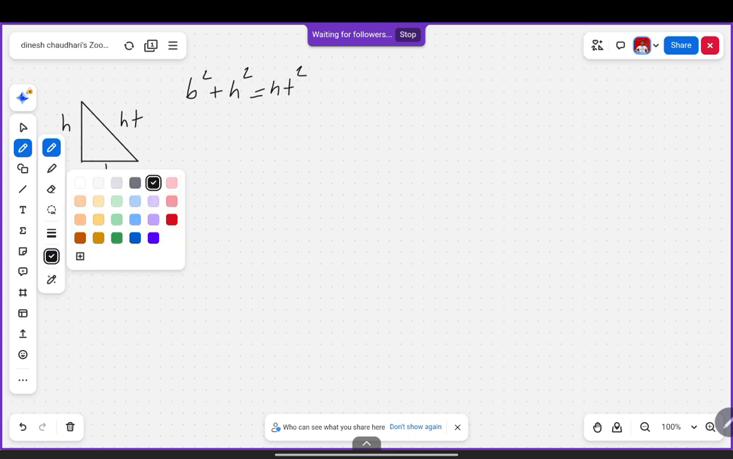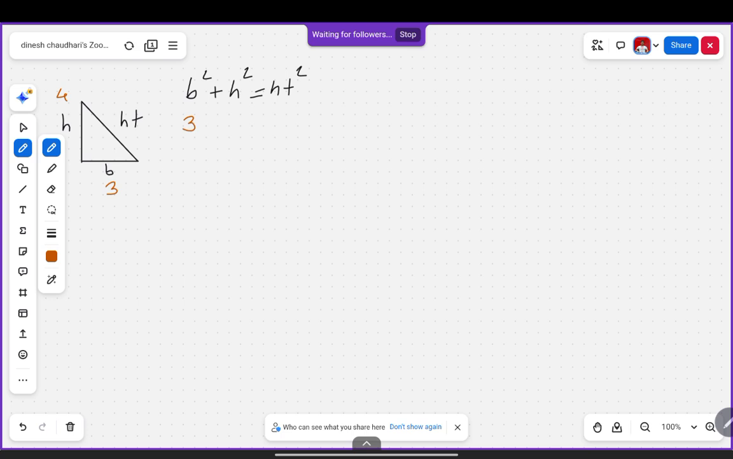Say you have base as 3 and height as 4. So units don't matter here. That 3 can be in centimeters, meters, kilometers, anything. Only concentrate on the values. Suppose base is 3 and height is 4.